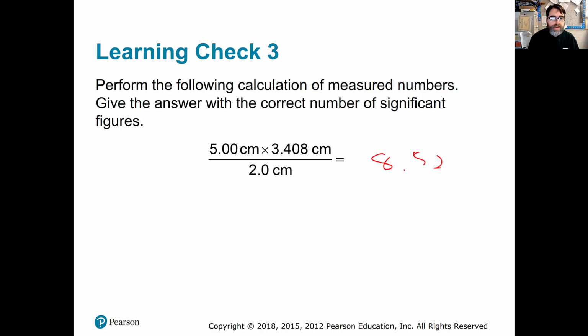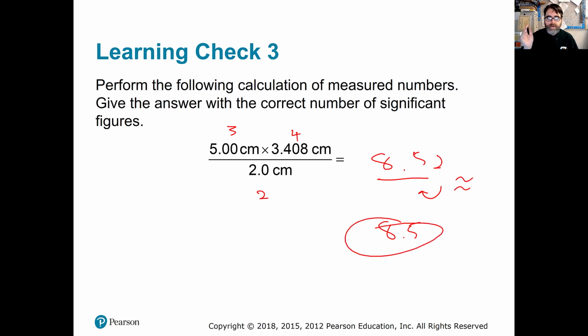And so 8.52, I then have to round to the one that has the fewest. That has 3, that has 4, and that one only has 2 sig figs. So I'm going to round to 2 sig figs. That's going to be the 8.5. The 2 means I don't round that, and my final answer is going to be 8.5. Like I said, I like to do the squiggly equals there, and then I always like to mark my answer there.